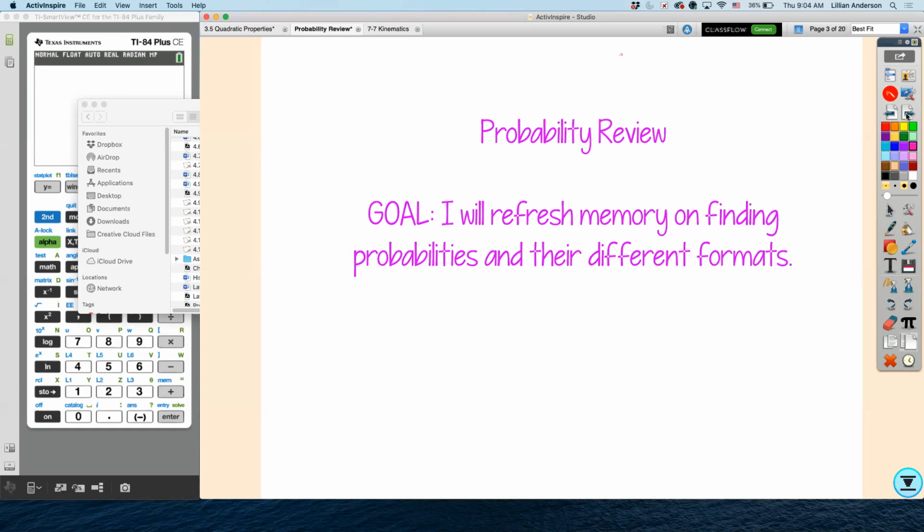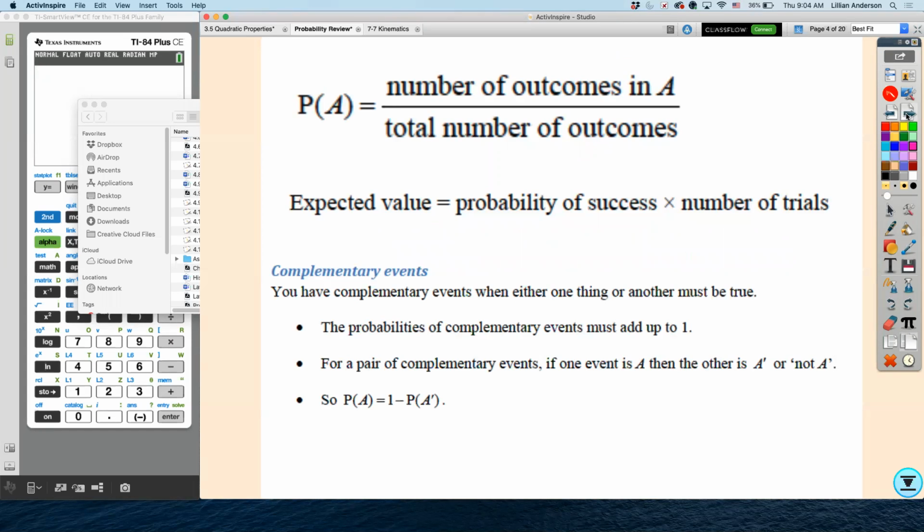Okay, and so what probability is your number of outcomes in a particular event over the total number of outcomes, right? I shoot 100 free throws in a season of playing basketball.